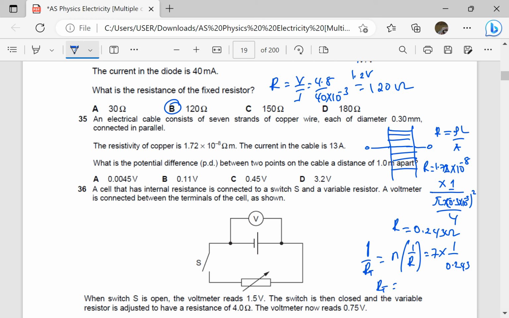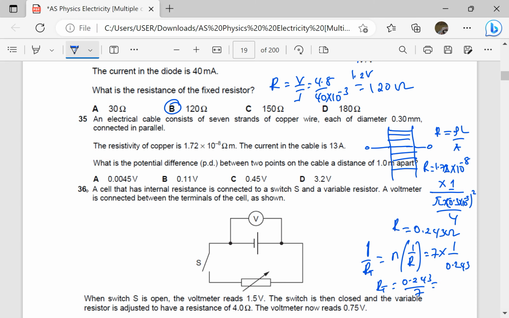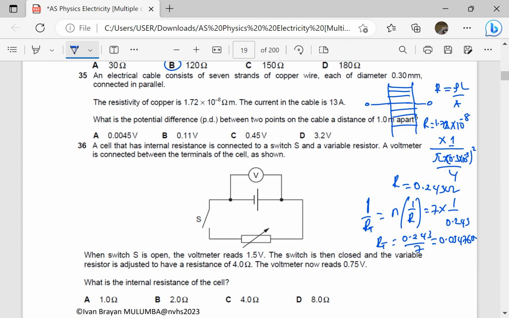So total resistance is going to be equal to 0.243 divided by 7. So this gives us 0.03476 ohms. That is total resistance.